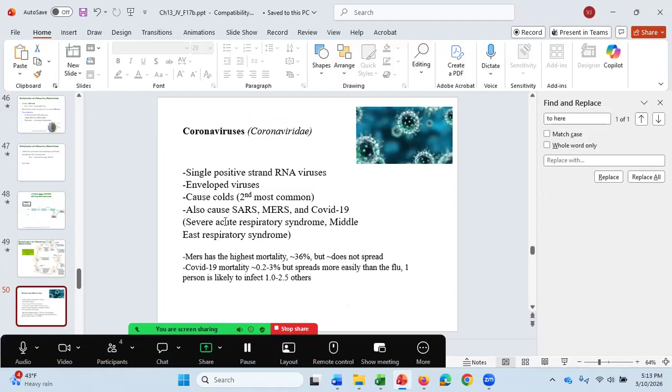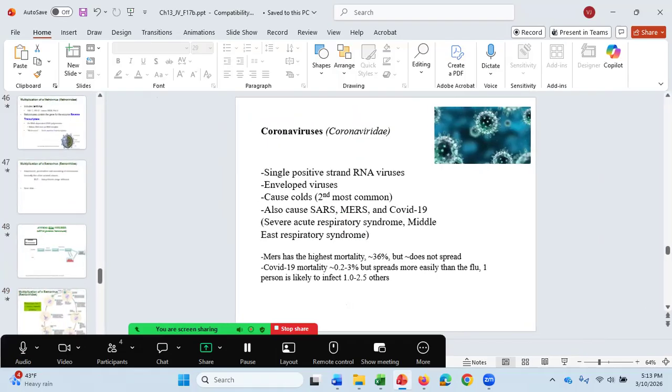All right, let's move on to family coronaviruses, Coronaviridae. They are a single positive strand RNA virus. They are enveloped. They were well known to humans long before COVID-19 came out because coronaviruses are the second most common cause of the human cold.